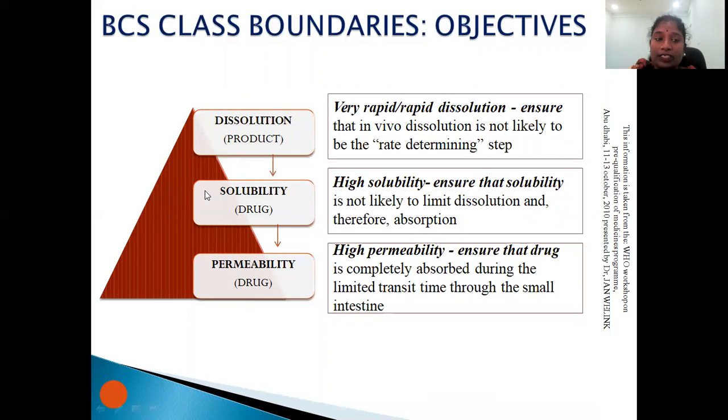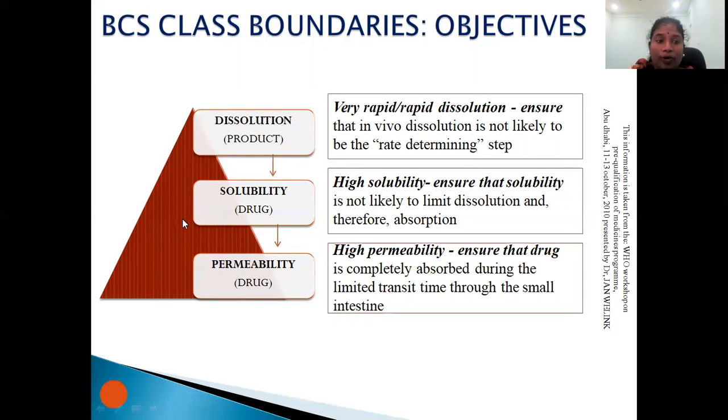Solubility will be increased. Solubility increase means the permeability also increases. So what does dissolution mean? Rapid dissolution ensures that dissolution is not likely to be the rate limiting step. So for very soluble drugs, what is the rate limiting step? Dissolution is the only rate limiting step.